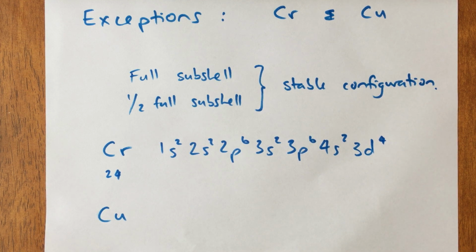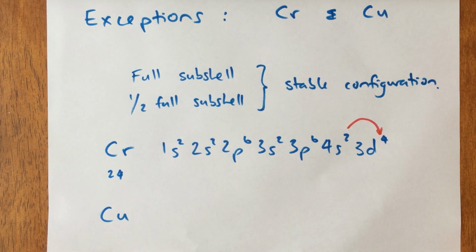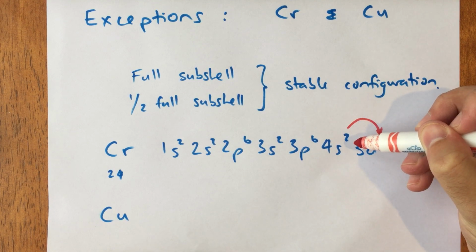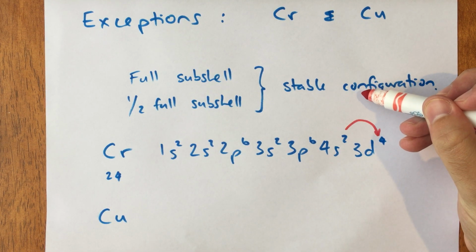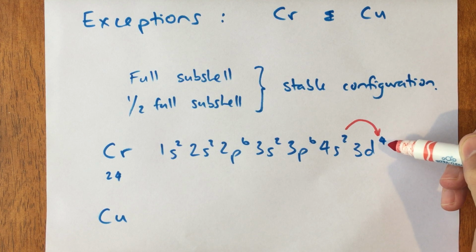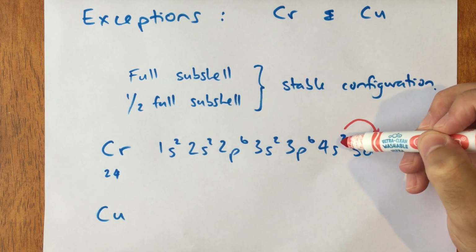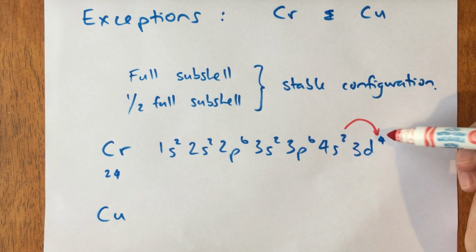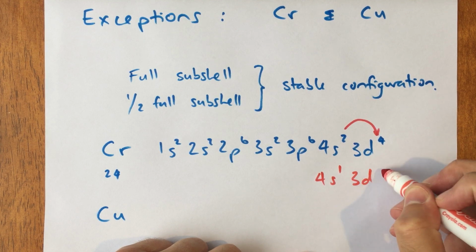And what happens here is chromium, instead of taking this configuration, actually has one of its electrons in the D instead of the S. Reason being, if it moves 1 from the S to the D, it has a 4s1, which would then be a half-filled subshell. An S subshell can hold 2 electrons, so if it's only got 1, it's half-filled, and that's a stable configuration. If we move 1 up to the D subshell, it would be 3d5. And 5 out of 10 of our D electrons would also be a half-filled subshell. So instead of having a full and a neither, it's got 2 half-filled, which is stable. So chromium actually becomes 4s1, 3d5.